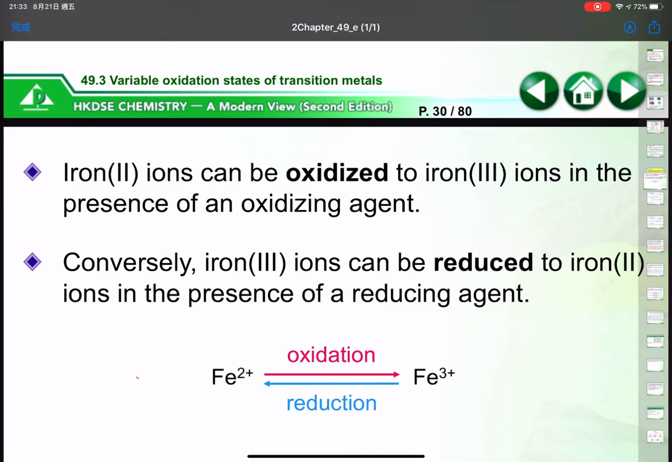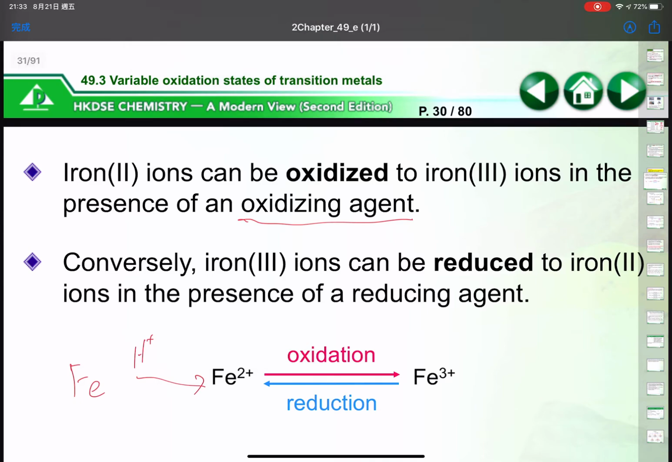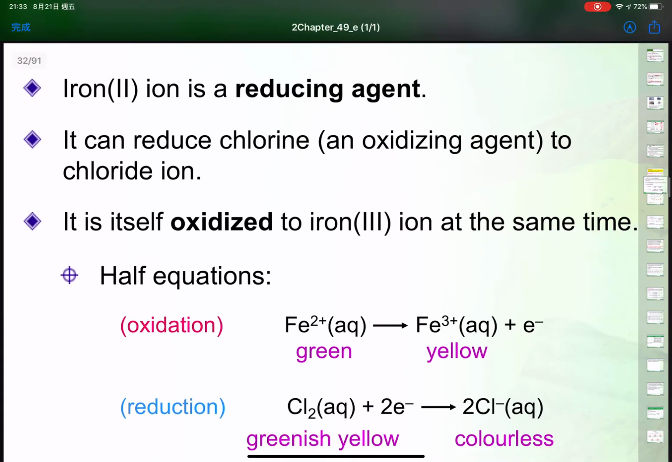But how can we make iron 2? When iron is put into the acid, we can form iron 2. Okay, but iron 2 to iron 3, iron 3 to iron 2 actually is a redox reaction. Okay, they can be a reducing agent, or in the presence of an oxidizing agent, iron 2 will be changed to iron 3. Iron 2 is a reducing agent. Okay, iron 2 is a reducing agent.